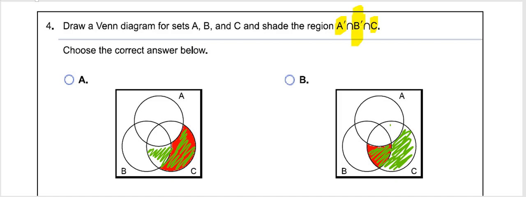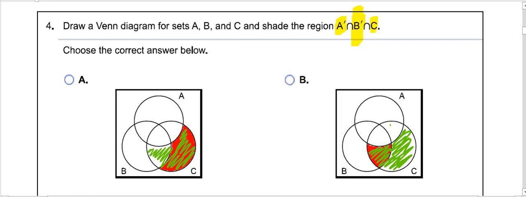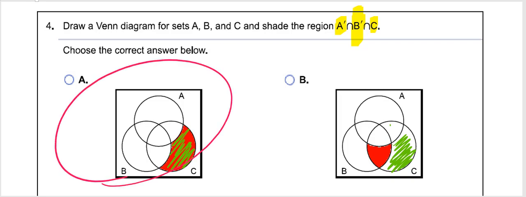Now I need to do not in B. So it can't be in here. All right, so last time with my green. If it can't be in the yellow, it's going to be left right there. And the answer is going to be A. Because if I do the same thing here, it can't be where the yellow is, and it's got to be answer choice A.